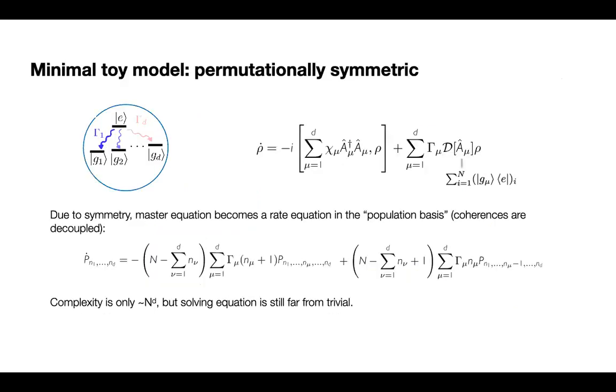Okay, so now, how do we go about solving this problem? So again, we consider permutation symmetric systems. We have some Hamiltonian evolution, and we have these collective operators. So now we consider that all of the decays can be collective, okay? They can be enhanced by the number of particles. Due to symmetry, this master equation becomes a rate equation in this population basis because the coherences are decoupled, and it looks like this, doesn't matter. But the important thing is that even though it's a rate equation, the complexity of it scales as n to the number of ground states, so it's still not completely easy to solve. And again, we want to find some solution that is analytic.